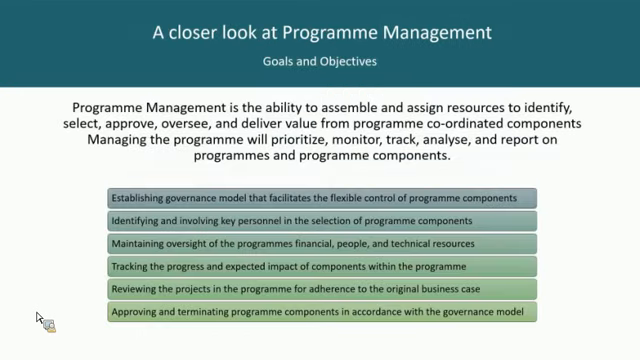And how do we define program management? Well, we define it as the ability to assemble and assign resources to identify, select, approve, oversee, deliver value of program coordinated components. What objectives do we want to pull from that? Again, establishing that governance model, something that most organizations are not currently doing. Tracking the progress and expected impact of components within the program. Too often we've seen large IT projects fail because of a lack of tracking and monitoring.